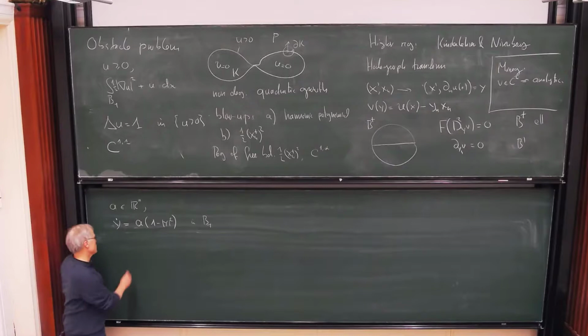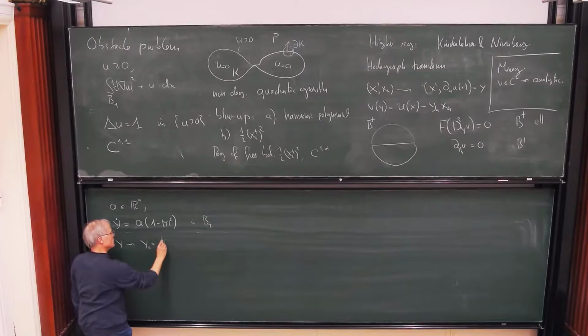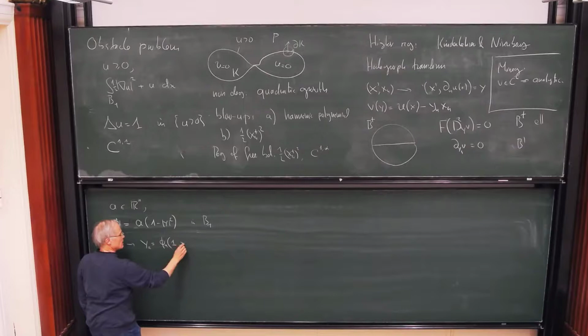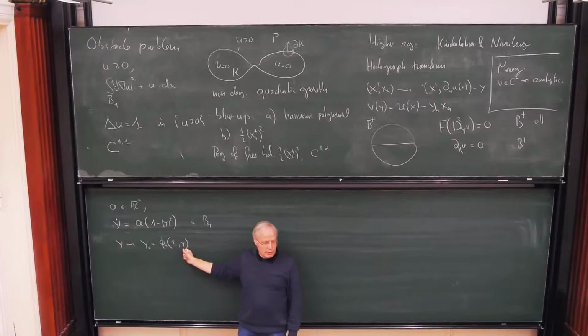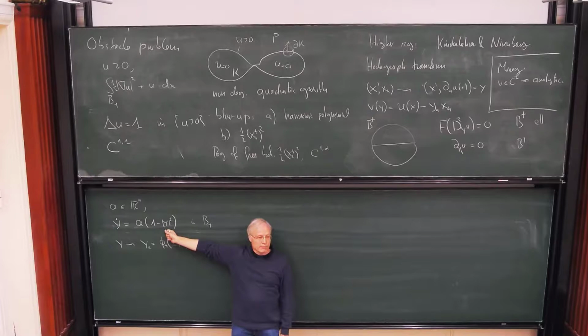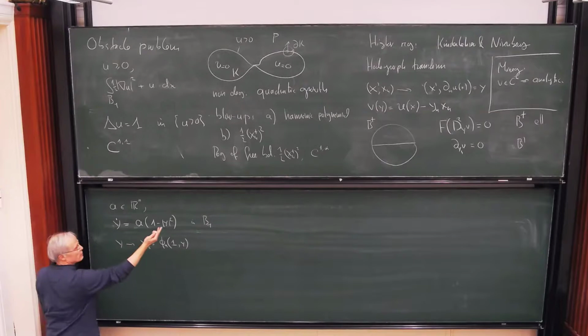And we look at the map from y to y_A, which is the flow of this vector field A, evaluated at time 1 at the initial position y. So this is an analytic diffeomorphism inside the unit ball. It leaves the boundary fixed because the vector field vanishes here. And now we can pull the equation back. We can pull the problem back.